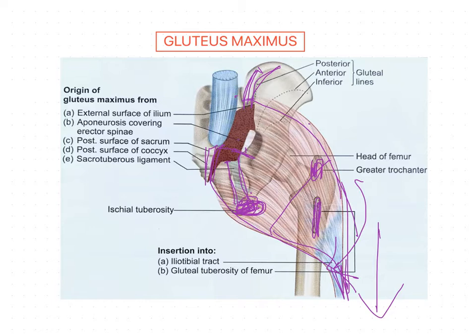One is the sacrotuberous ligament, from which this muscle also originates, and it is extending from the lower and lateral part of the sacrum to the ischial tuberosity. The name itself indicates from sacrum to tuberous, that is ischial tuberosity, called the sacrotuberous ligament. Another one is the sacrospinous ligament, which is stretching from the lower and lateral part of the sacrum to the ischial spine.